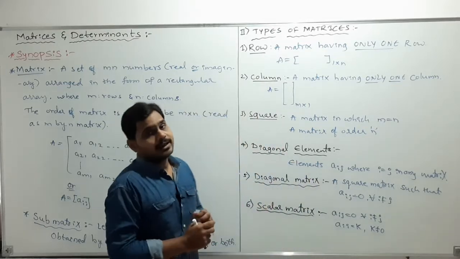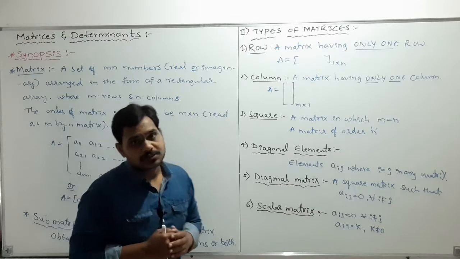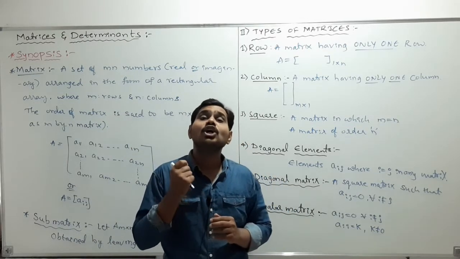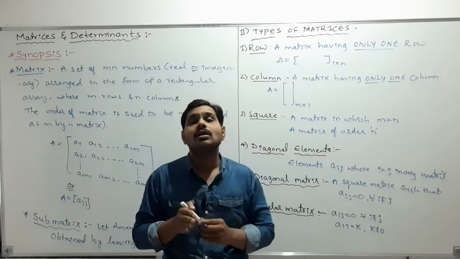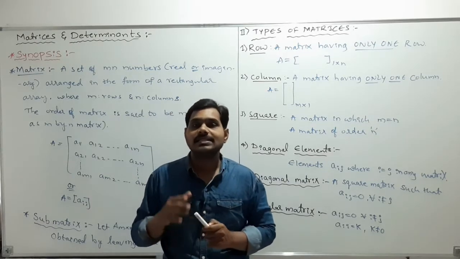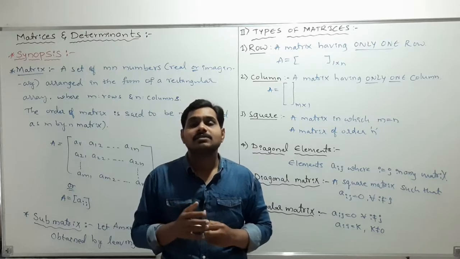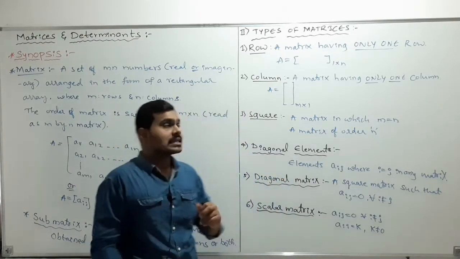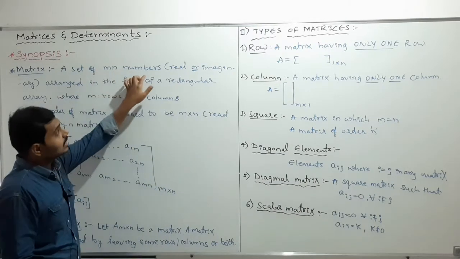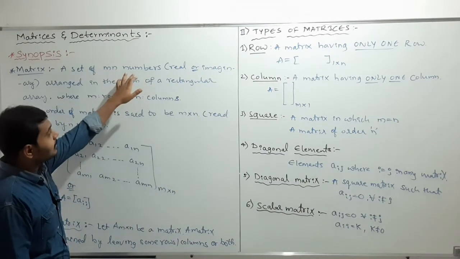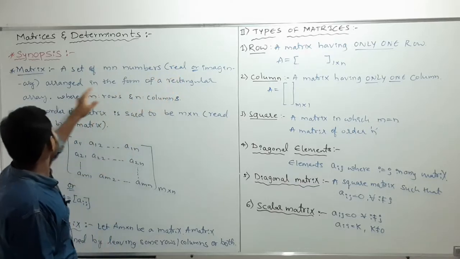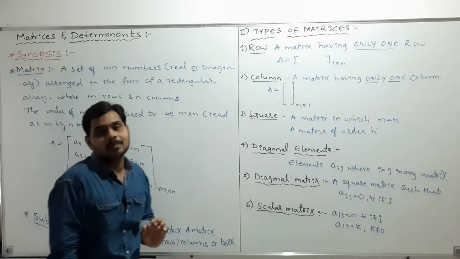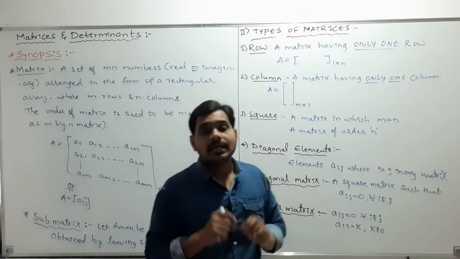So matrix, my dear students, matrix means what? Matrix means an arrangement of a rectangular array of numbers or functions. Clear? And we also have another definition, that is a set of mn numbers, it may be real or imaginary, arranged in the form of a rectangular array. Array means nothing but arrangement.